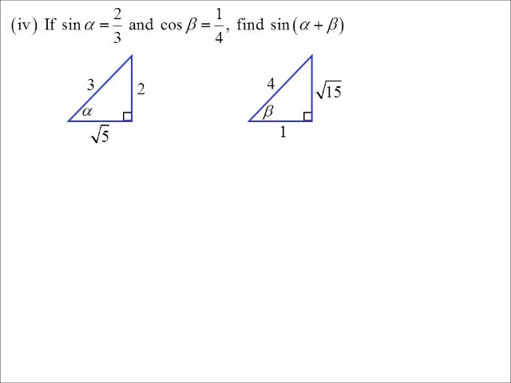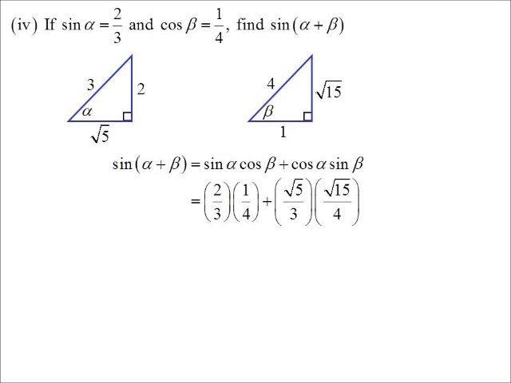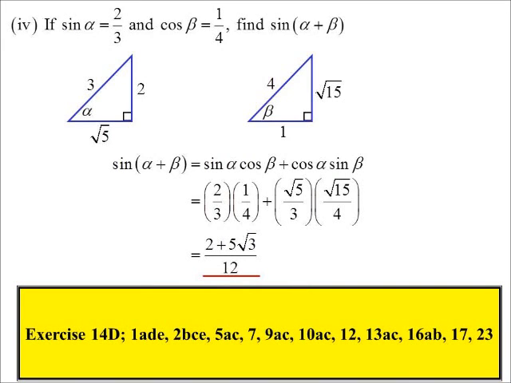So sine of alpha plus beta is, of course, sine, cos, sine. If it's the sine, it's the sine. And now I just read off my triangles. And there's my answer. Look at that. And that's an exact value. You wouldn't pick that up on a calculator. Not unless you're very clever. No, even if you're very clever, I don't think you'd pick that up on a calculator. 2 plus 5 root 3 over 12. Ta-da! So 14D, which is in the first book, I think.